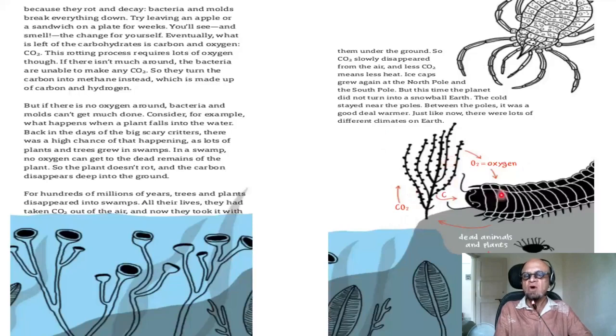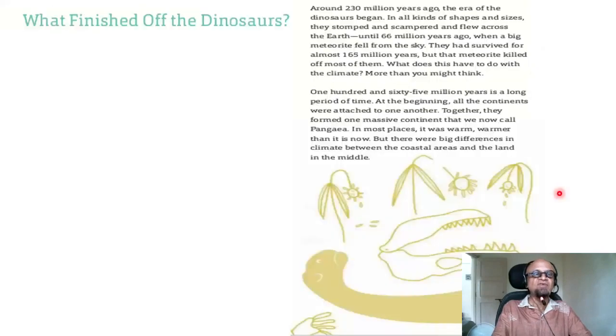So CO2, oxygen, carbon, dead animals and plants, everything was going on. The biological movement of carbon, the inorganic or chemical movement of carbon in the water, on land, through the animals, through the insects, and so on and so forth. Okay, so we'll come back and jump forward to the time of the dinosaurs, which lived from about 250 million years ago to 65 million years ago. What finished them off? You already heard this story many times, but we'll go through it again just for fun.